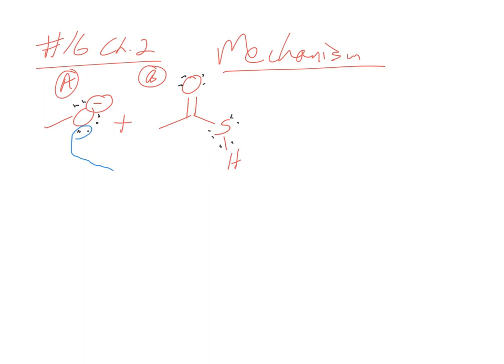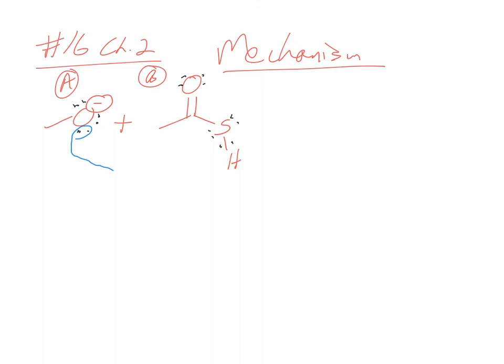What's the most delta plus spot in this molecule? Where's it most electron deficient? What's the most polar bond? Look at the periodic table. What's my most polar bond? Sulfur and hydrogen, right? This is my most polar bond. Where is it delta plus, the sulfur or the hydrogen? Look at electronegativity. Who's more electronegative, sulfur or hydrogen? Sulfur is.